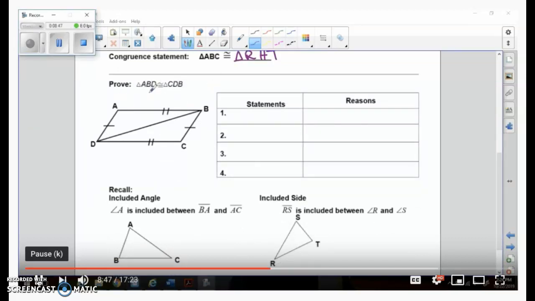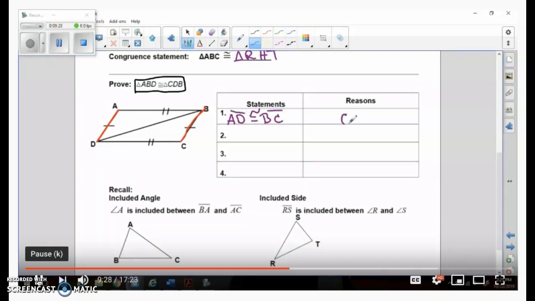Okay, so now we're going to look at a proof. This is our first proof, and when we do a proof, there's always an objective. There's a thing that we have to prove. So when we start, we're going to always figure out what triangles we're trying to get first.